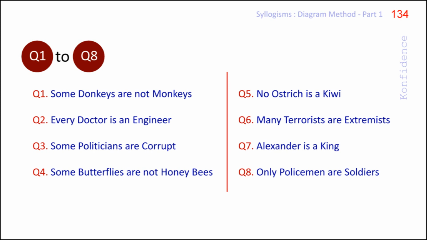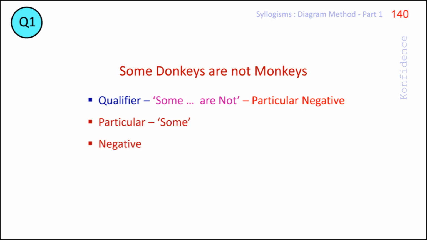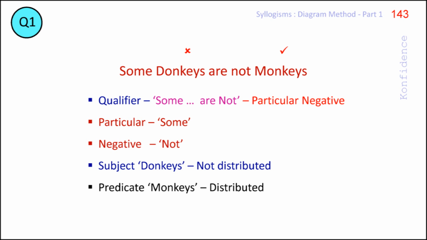Let us look at the exercises one by one. Note that the classification of a premise into one of the four categories is based on the qualifier, and the distribution pattern is based on the classification. Look at the qualifier: some are not. This is the typical qualifier for a particular negative statement. It is particular because of the "some" and negative because of the "not". In a particular negative statement, the subject is not distributed and the predicate is distributed. These are indicated by a cross mark and a tick mark as shown in the slide.